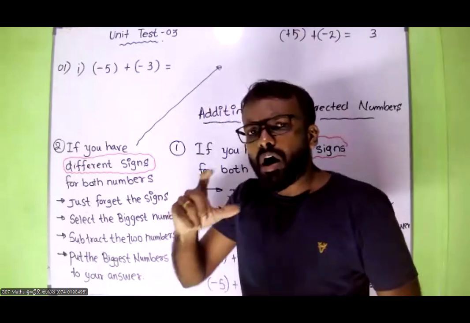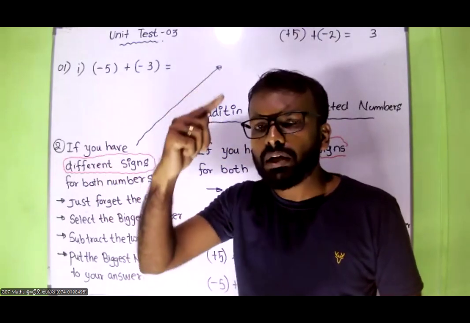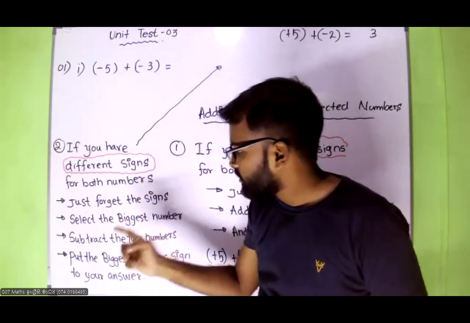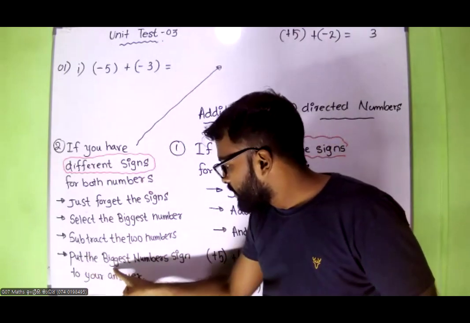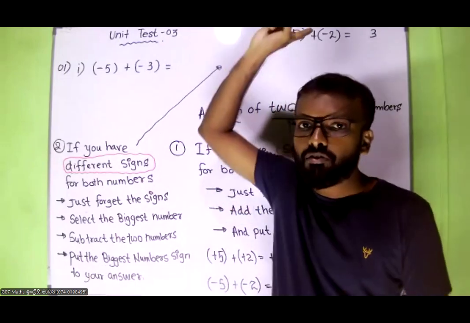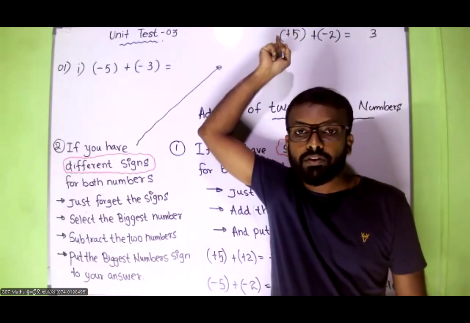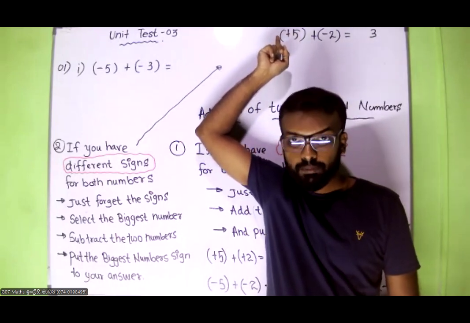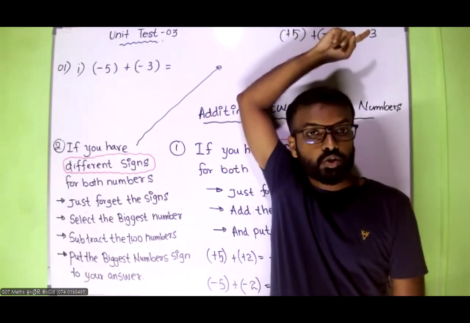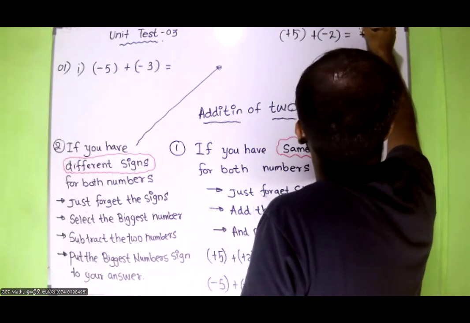So how am I going to put the sign? How am I going to decide the sign? Put the biggest number's sign on your answer. What is the biggest number? 5 is the biggest number. What is the sign of the biggest number? Positive. So your answer should definitely be positive 3.